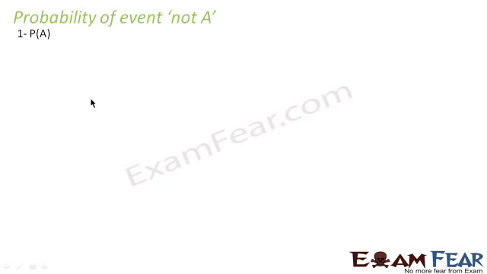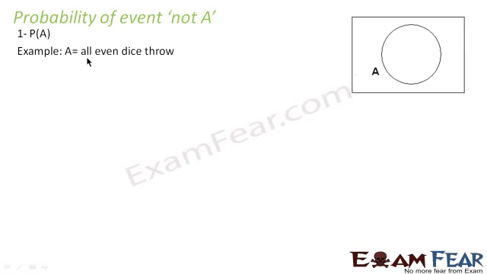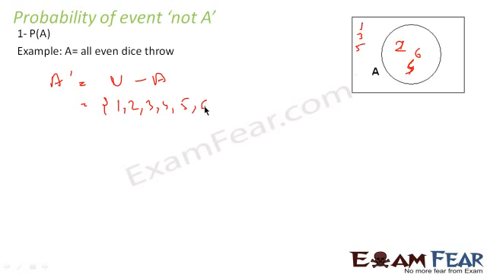So the probability of not A is 1 minus PA. For example, a die is thrown and A is all even numbers, so this is 2, 4, 6, and the rest will be 1, 3, 5. When you find A dash, it is equal to U minus A, and U is equal to 1, 2, 3, 4, 5, 6. From this you are subtracting all even, 2, 4, 6. So what you are getting is 1, 3, 5. So this is the probability of not A.